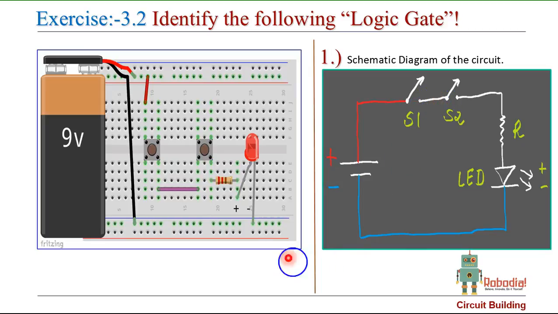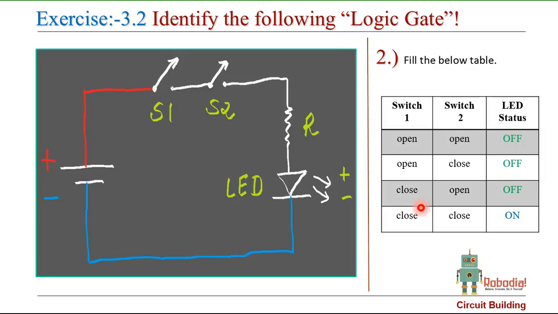Like this. The second end of my switch S2 is connected with the first end of my resistor, and the second end of the resistor is connected with the positive of my LED, and the negative of my LED is connected to the ground. Like this. So this is a series circuit. Now let's take a look at the table.